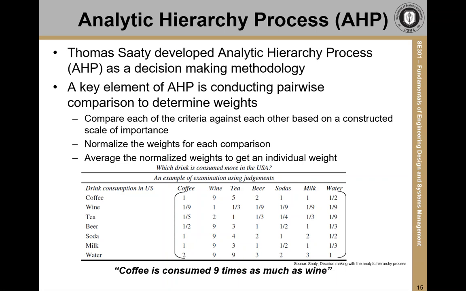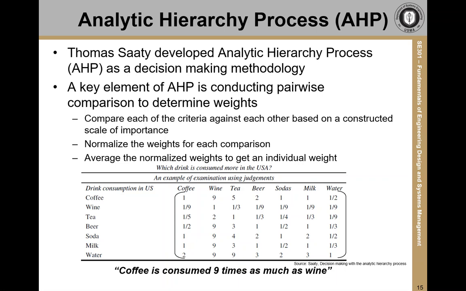graph. So if we're talking about drink consumption in the US, and we have all these different beverages, right? We have coffee, wine, tea, beer, soda, milk, and water. So we have 7 different beverages. We'd start by building a matrix, right? A 7x7 matrix. And what these numbers represent is how much more the left-hand side, the row labels, are consumed as compared to the column labels.